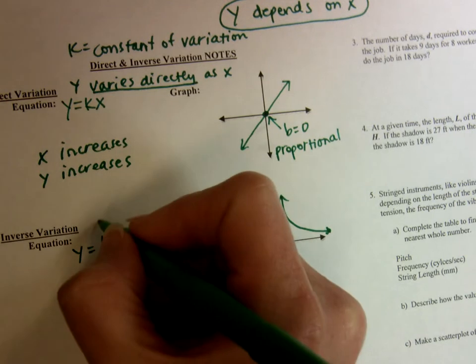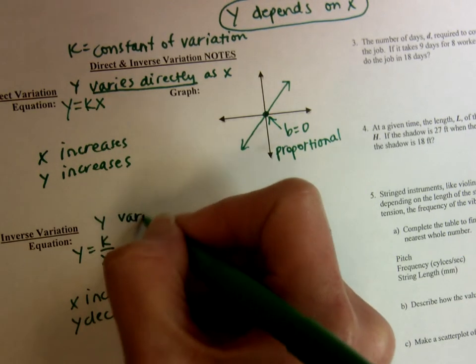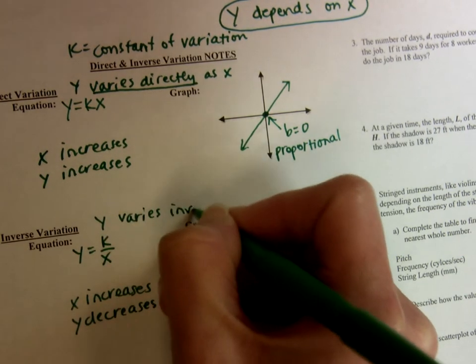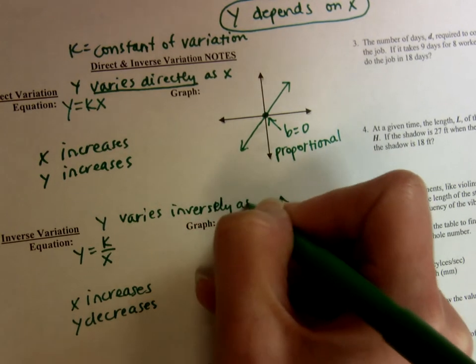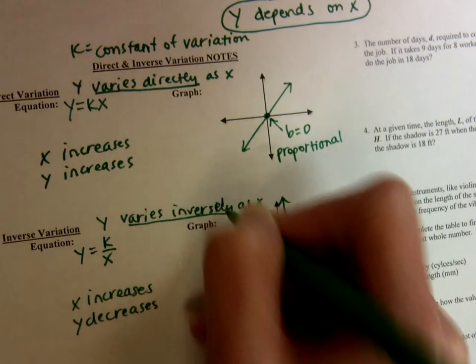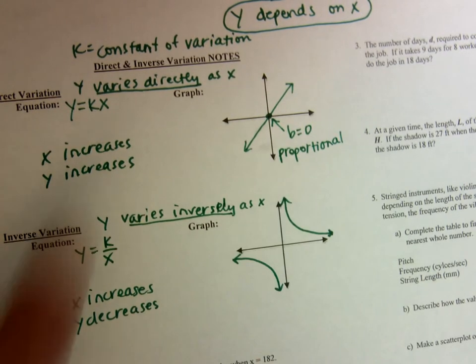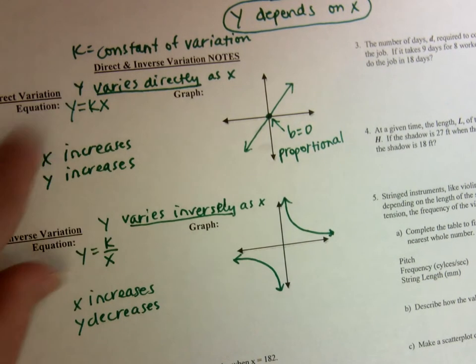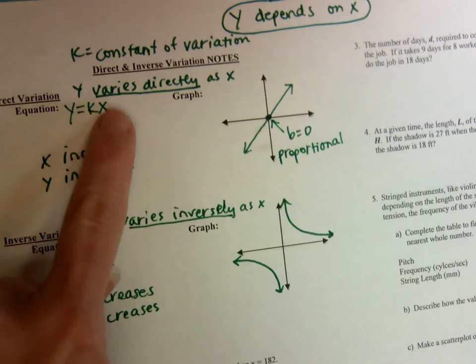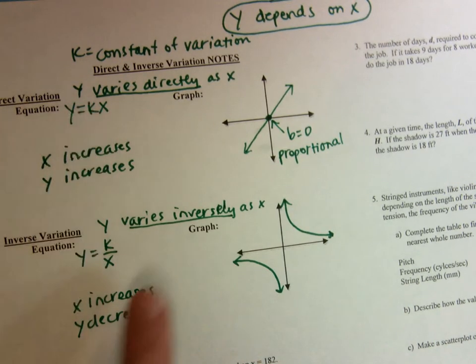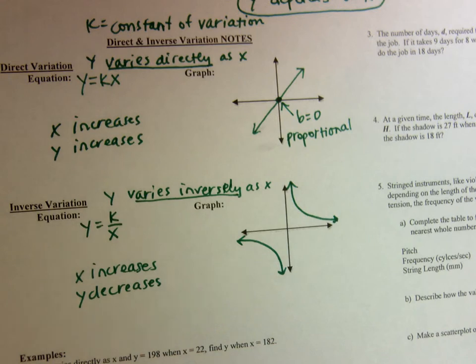And it might read y varies inversely as x. Notice that the y comes first in each one of them. That's because our equation starts with y equals. So if it's direct, they're directly next to each other, the k and the x. If it's inverse, then it's being divided. The k is being divided by the x.